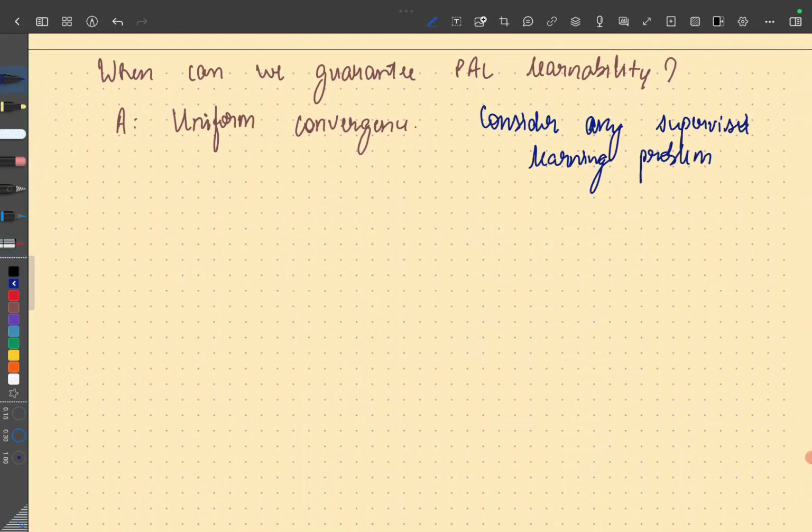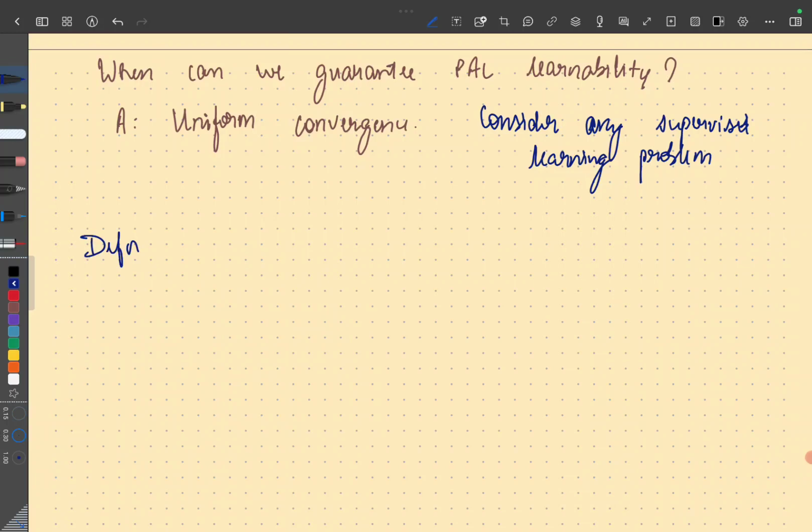All right. So most of these results on guaranteeing PAC learnability are derived using this notion of uniform convergence. What is uniform convergence? It basically says that given a sufficient number of samples, the empirical risk is going to be arbitrarily close to the generalization error for every hypothesis.